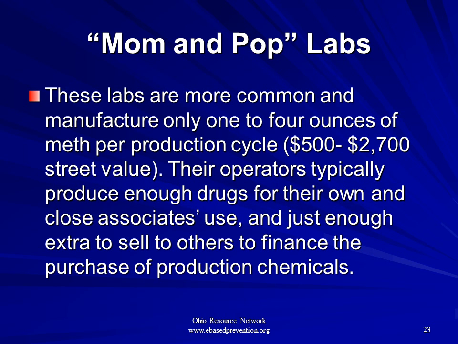This is probably the more common laboratory that law enforcement is going to run into, and that is what is commonly termed the mom and pop lab. These are small scale labs, and they generally only produce about 1 to 4 ounces of methamphetamine per cycle. But still, it's quite a profitable venture at $500 to $2,700 street value. These people generally produce just enough drugs for themselves and others, and enough to sell so they can continue to buy chemicals and produce more methamphetamine.